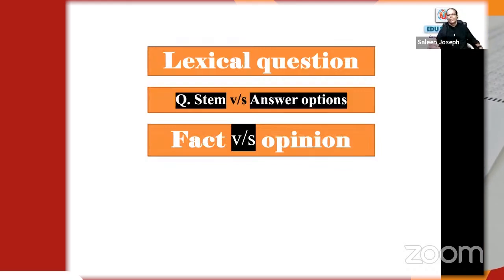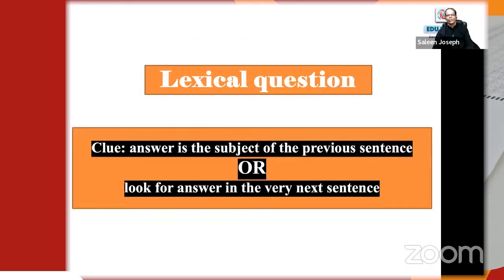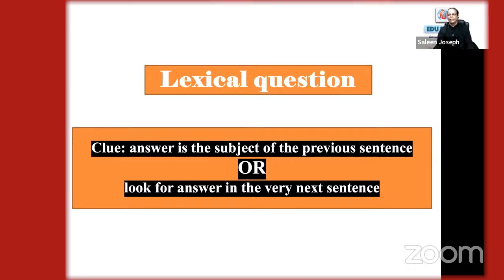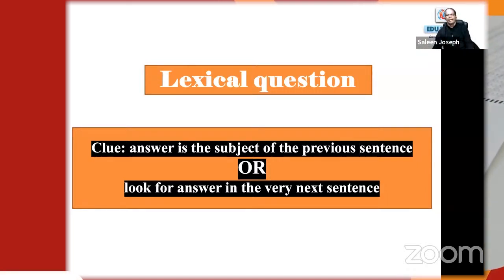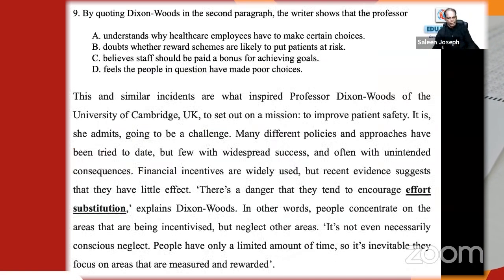Ninth question, lexical question, very easy. You have to assess the question stem and answer options. And the clue is answering the subject of the previous sentence. First option, your answer most probably will be just what comes before the highlighted word, or look for the answer in the very next sentence. You can immediately swoop into that particular point where there is the hedging word.